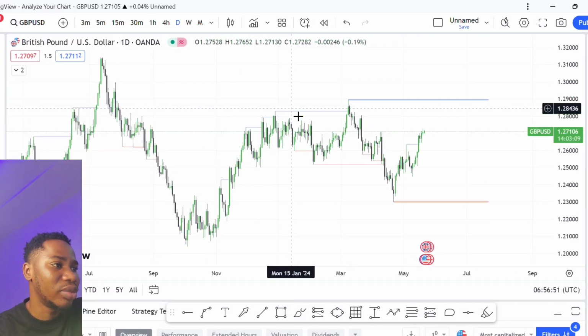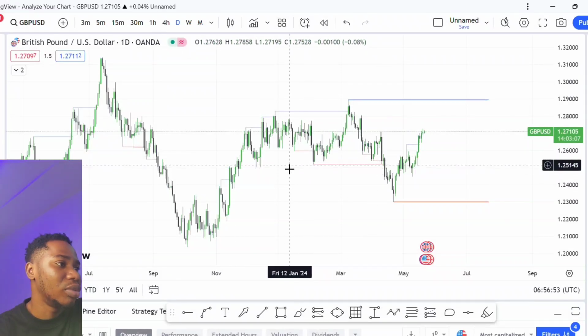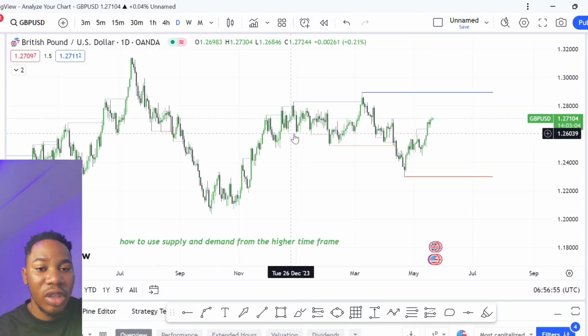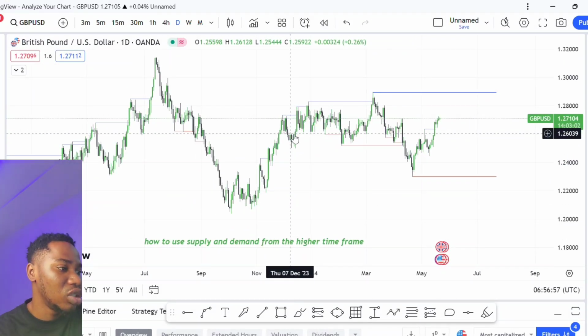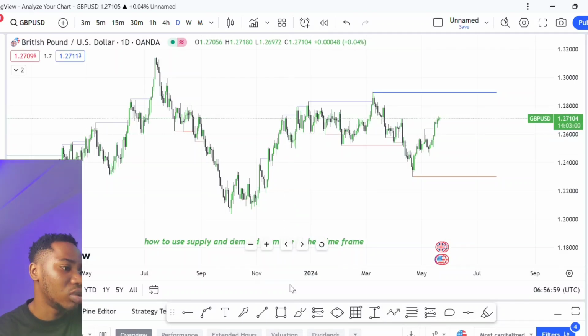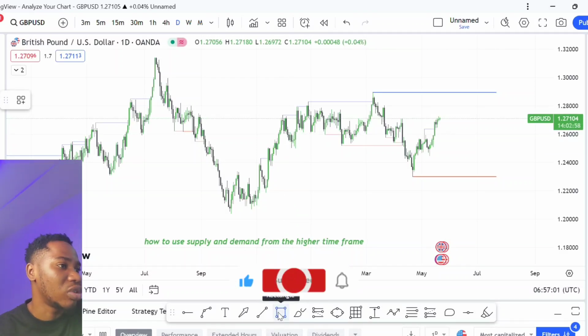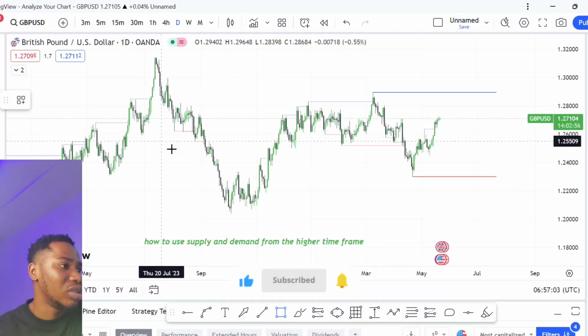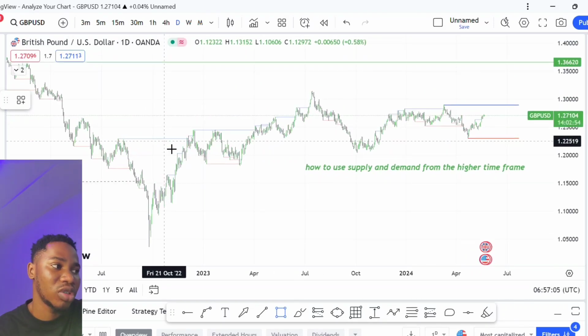Now this is the daily time frame, right? The daily time frame. Basically every time frame has supply and demand. So I'm going to use my rectangle tools to spot out a demand and a supply. Okay, let's spot the demand first of all.